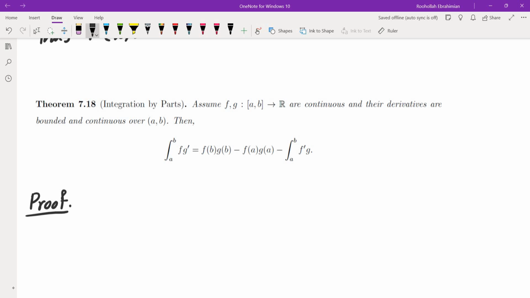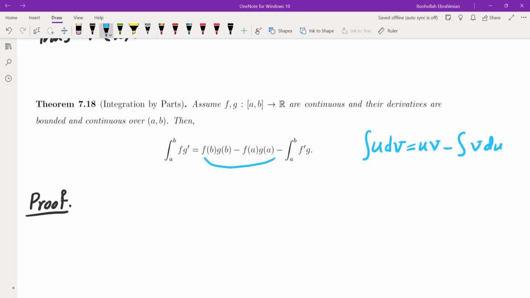The second theorem we're going to prove today is what we call integration by parts, and as I said, you have certainly used that extensively in single variable calculus. So suppose you have two functions f and g, both continuous and their derivatives are bounded and continuous. Then we have the integral of f g prime, which is like the integral of u dv equals uv minus the integral of v du. That's the way you see that in single variable calculus.